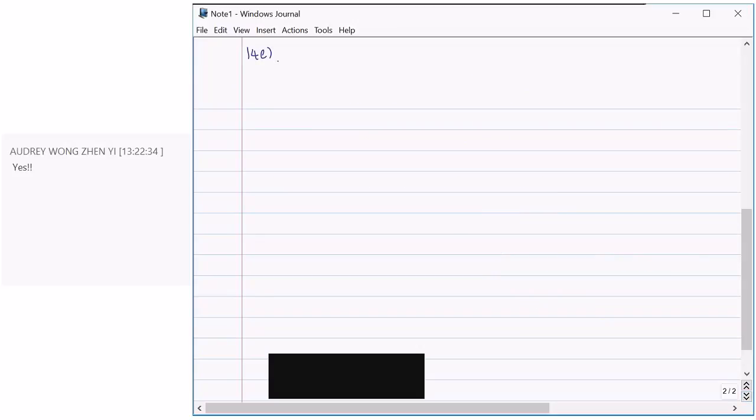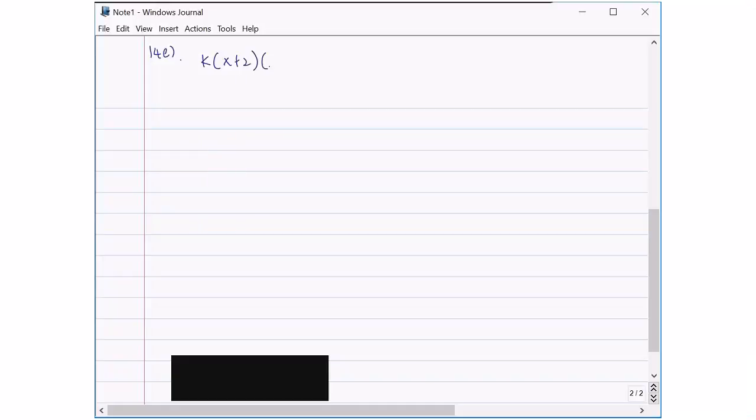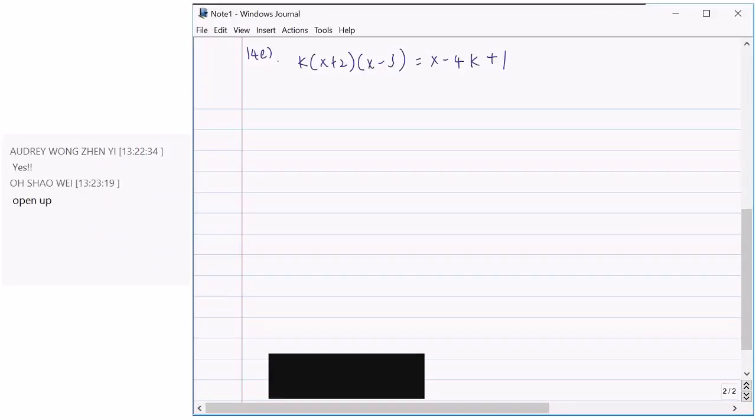Okay, 14E says that the equation has two unequal real roots. So copy the equation first. What do I do first? What's the first thing I do? I ask Xiaowei. Open up the brackets, exactly.